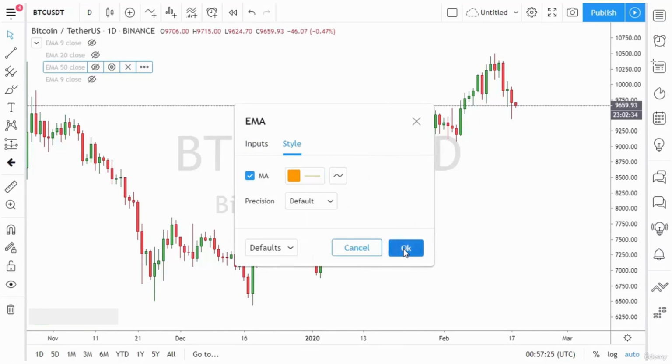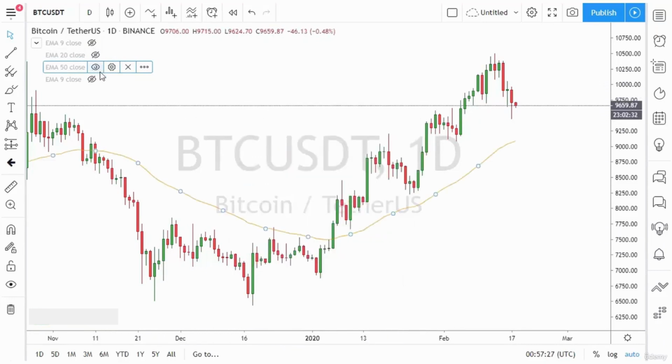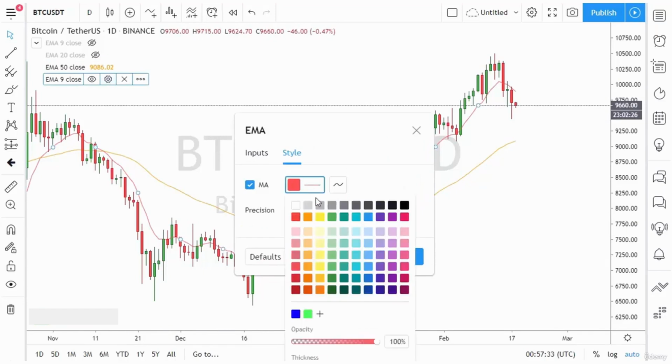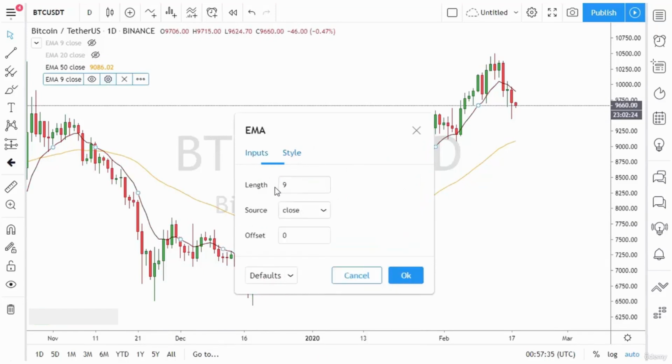I'll go ahead and paint that orange. Let's go ahead and put that on. And then this one will need to be the 200. Make this black. So this is 200 days.